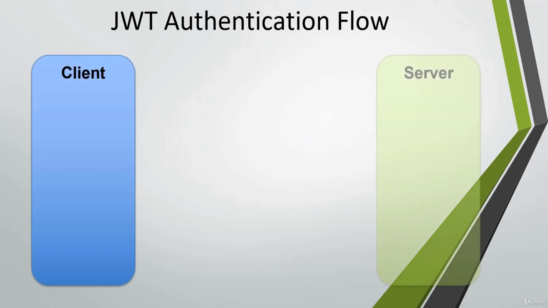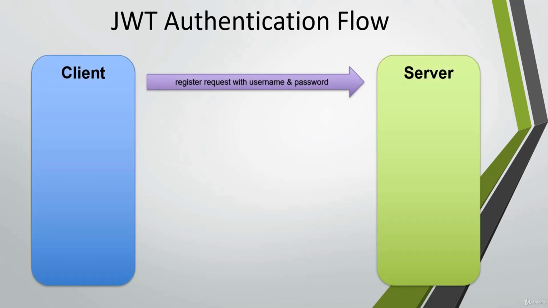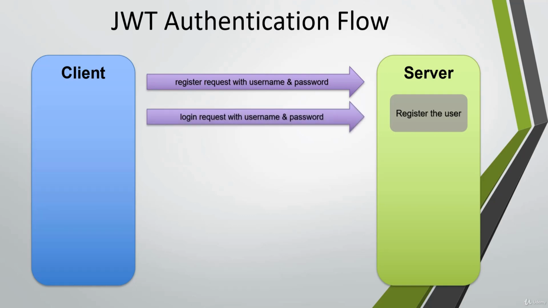Let us discuss how the JWT authentication flow works. You have a client and you have a server. First, the client is going to register at the server, and in the request, the client is going to send the username and password. Once the registration is done, the client is going to send the login request, and the body of the request will have the username and password. The server will authenticate the body, that means whether the username and password supplied are valid or not. If the authentication succeeded, the server will respond back to the client with the JWT token with the expiration date.